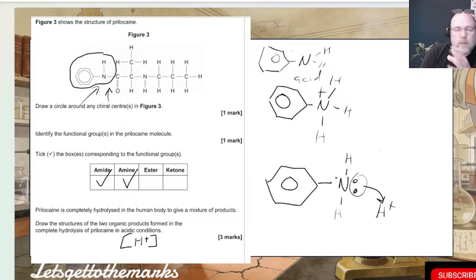Phenylamine is not the best base. Phenylamine is not the best base because you need to know about this. The electrons here are withdrawn into the ring. It's nothing to do with this question, but I'm just waffling because you might get this in the exam.